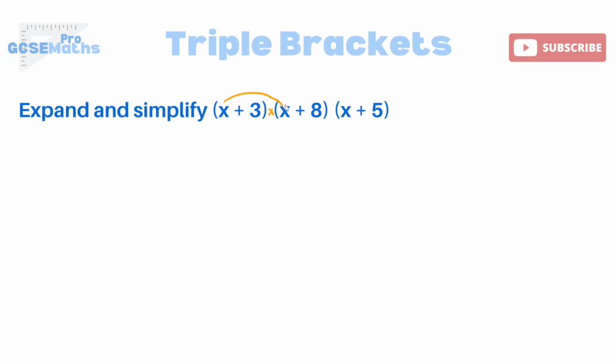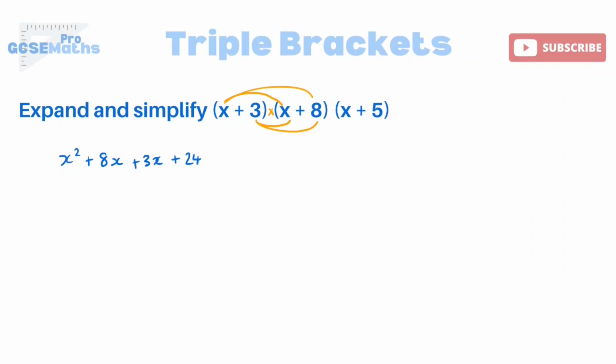We're going to do x times x, which obviously gives us x squared. Then we've got x times 8, which is positive 8x. Then we'll move on to this 3 here. So 3 times x, which is positive 3x. And finally, 3 times 8, again, both positive, so plus 24.